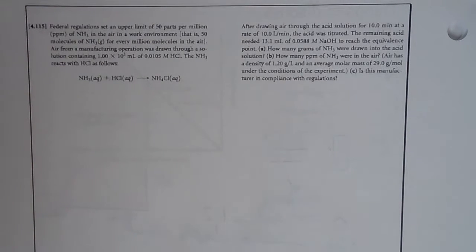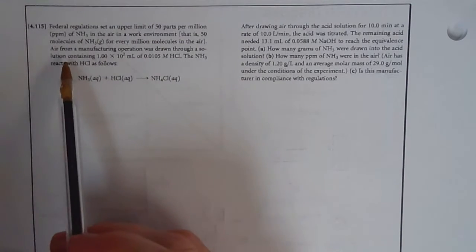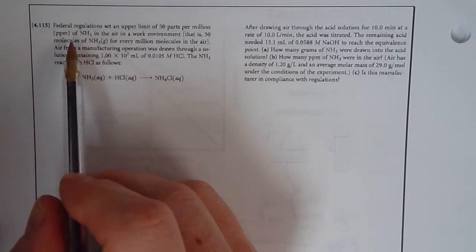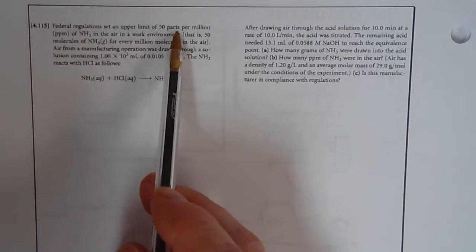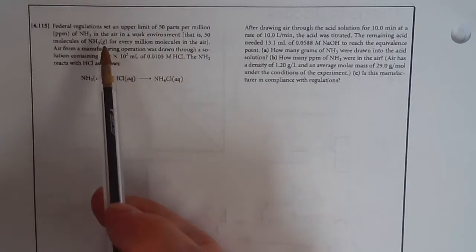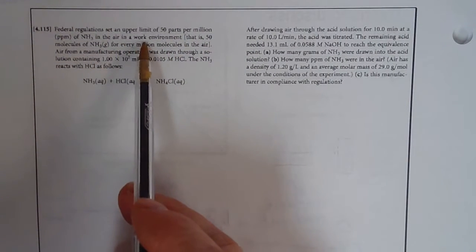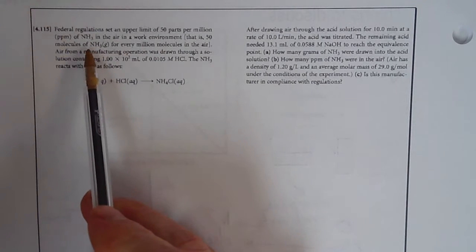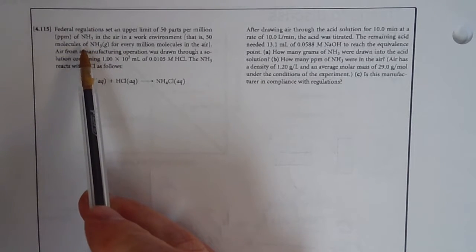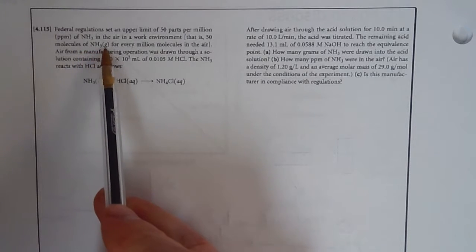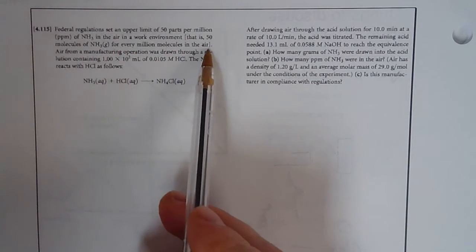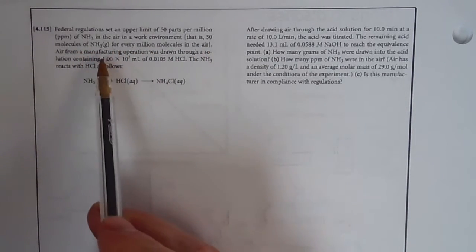All right, so let's take a look at this example problem here. It tells us that federal regulations set an upper limit of 50 parts per million of ammonia in the air in a work environment. Okay, and so they say 50 molecules of NH3 for every million molecules in the air.